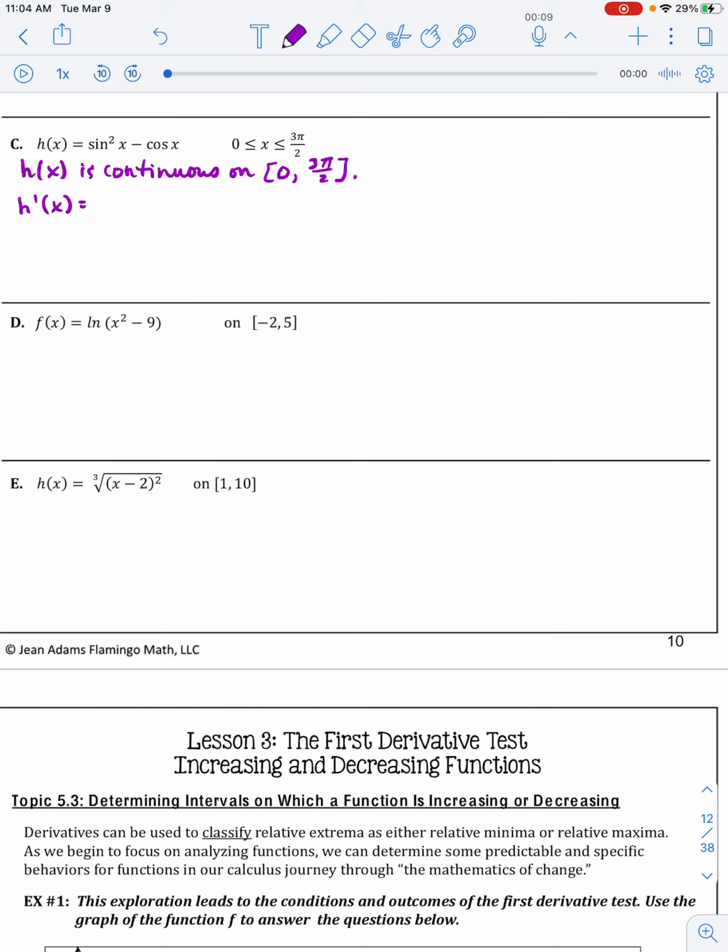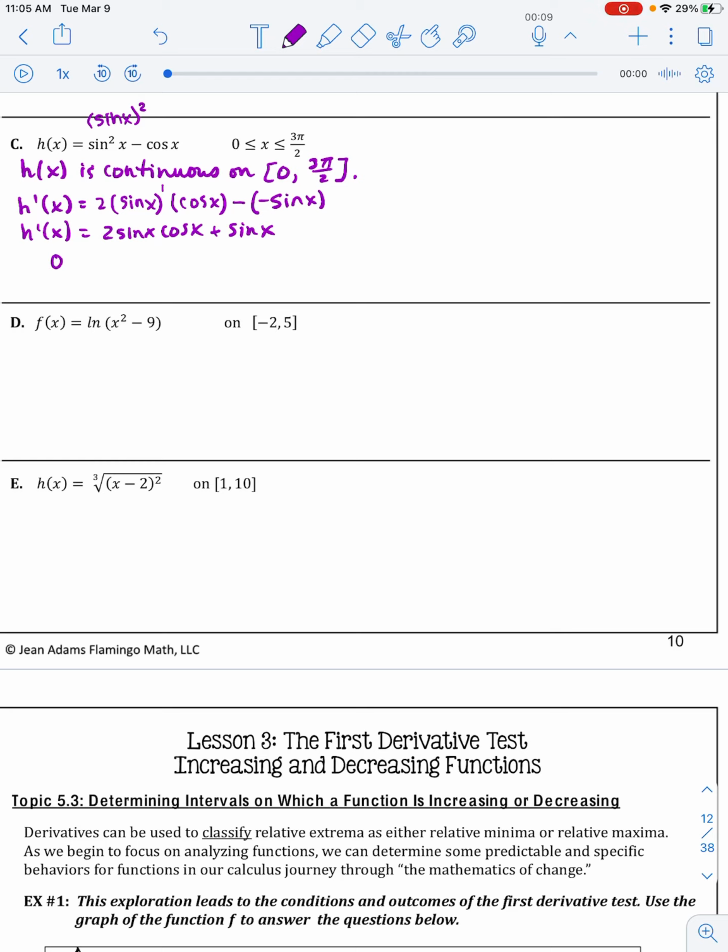Now remember, this is like the sine of x to the second power. So when we are taking the derivative, we bring the 2 down times sine of x to the 2 minus 1, so to the 1, times the derivative of sine. So that is your derivative, 2 sine x cosine x. And then minus the derivative of cosine, which is negative sine. So this becomes 2 sine x cosine x plus sine x as our derivative.